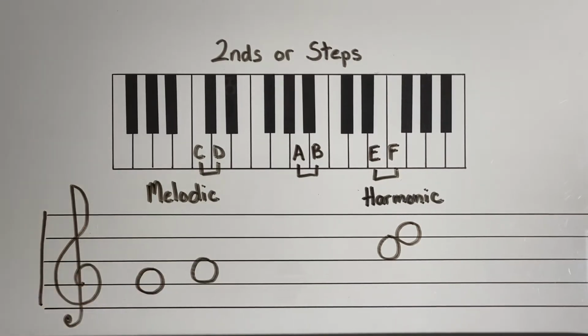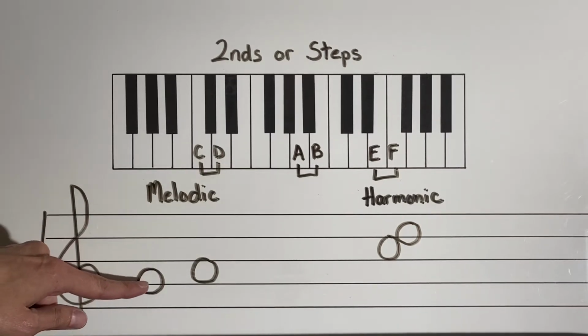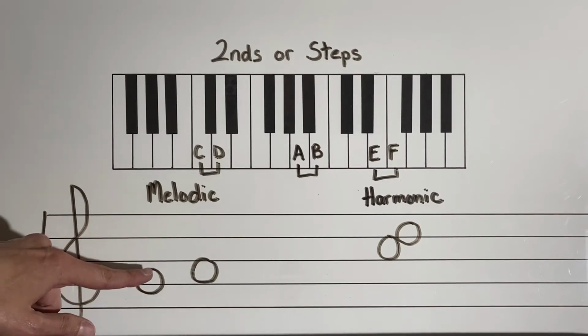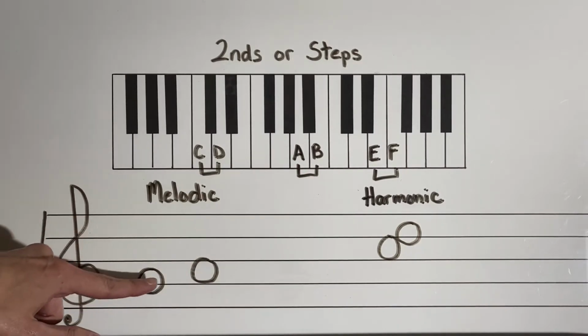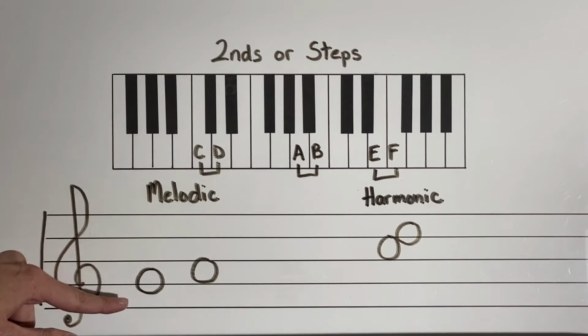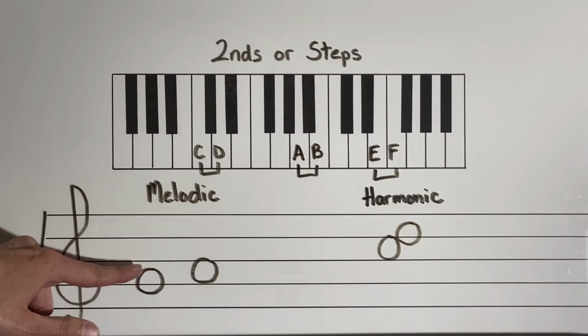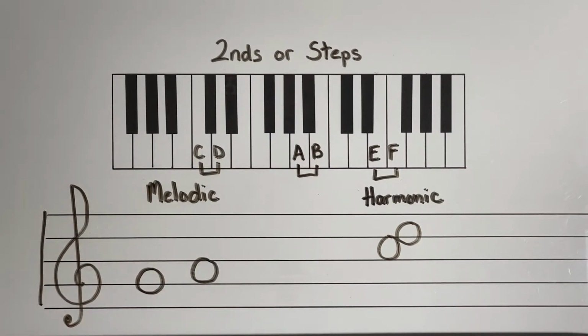To know if the note's going up or down, we always start with our first note, and then we look at the second one. We see, does that go up or down? And this is going up on the staff, this is going down. So I look and I say, that is going up. So this is a melodic second going up.